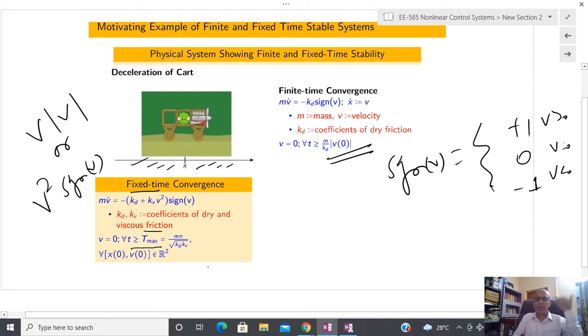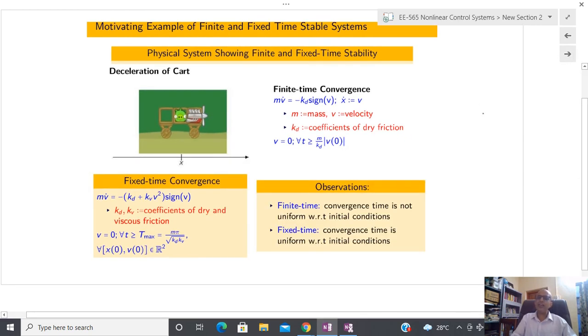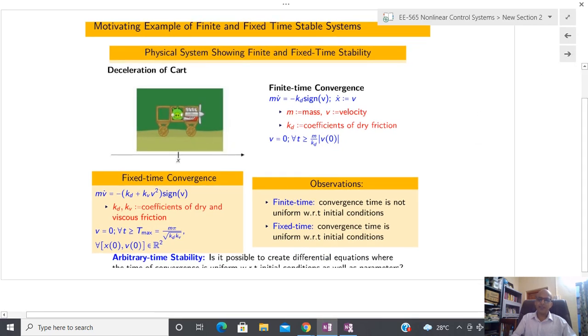Whenever you are going to design some kind of parameter estimation problem, or solve some kind of estimation, meaning observer design problem, this kind of stability is equally useful. Another notion we have coined recently is called arbitrary time stability. It is possible to show that one can coin some kind of differential equation where the time of convergence, which is a function of system parameters kd, kvm, is independent of all system parameters, and that kind of stability is called arbitrary time stability.